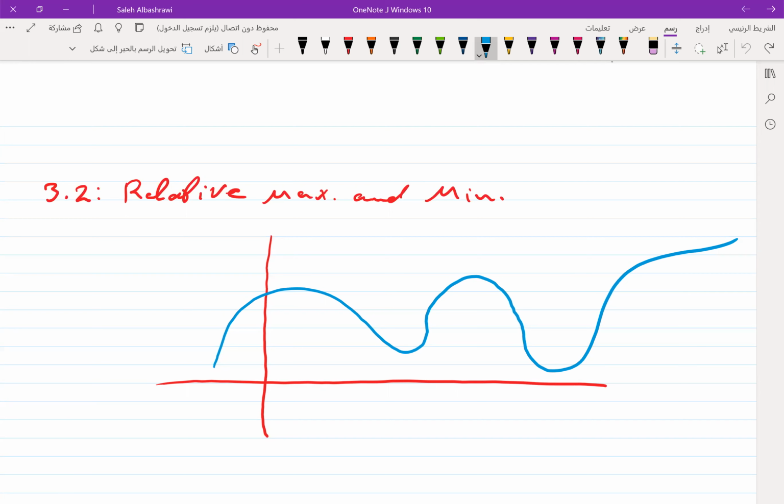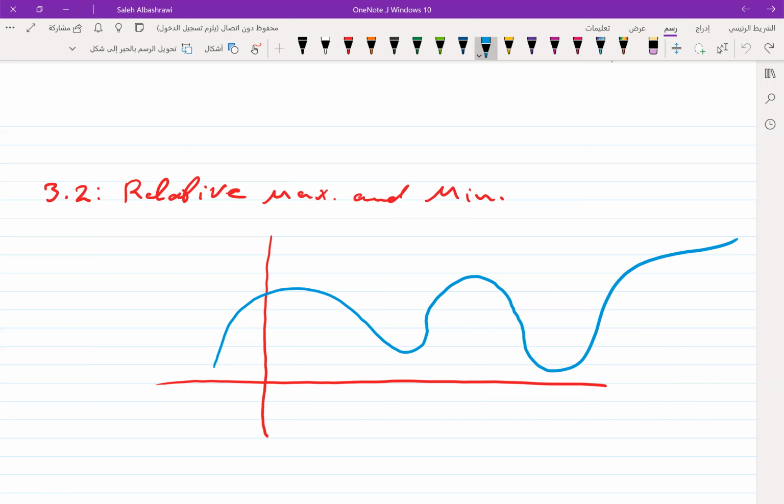In some other cases, we are looking for the relative, just in a small period or portion of the domain. We will look for the highest value of the function, just in a small area or in a small domain of the function, or the lowest value. These two values are called the relative maximum or relative minimum.